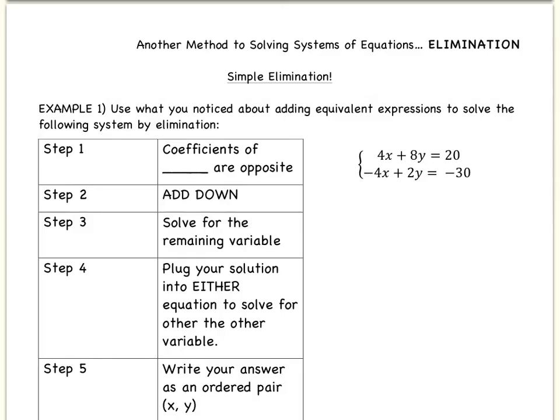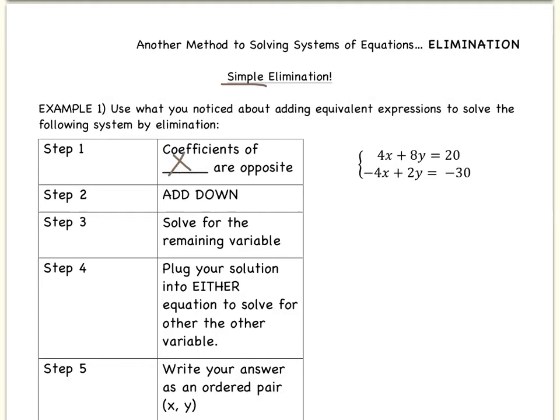So now we're going to use elimination, and this first way is called simple elimination. Take a look. Our question wants to know: use what you've noticed about adding equivalent expressions to solve the following system by elimination. One thing I want to point out to you is look at your variables. You have 4x and negative 4x, positive 8y and positive 2y. For step 1, the coefficients of what variable are opposite? 4x and negative 4x, those are opposite. So I'm going to put x there just so I know.